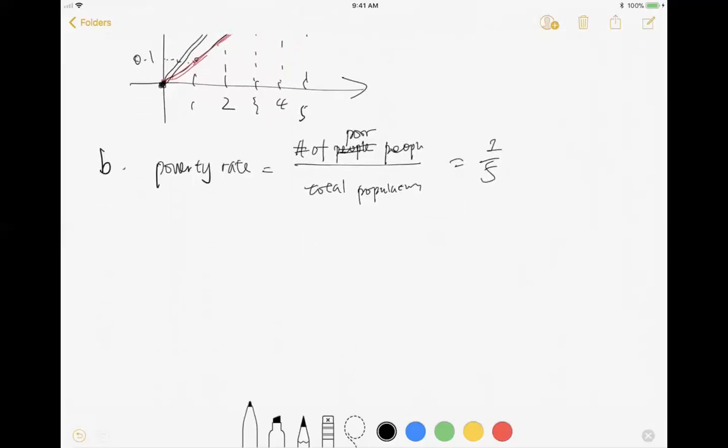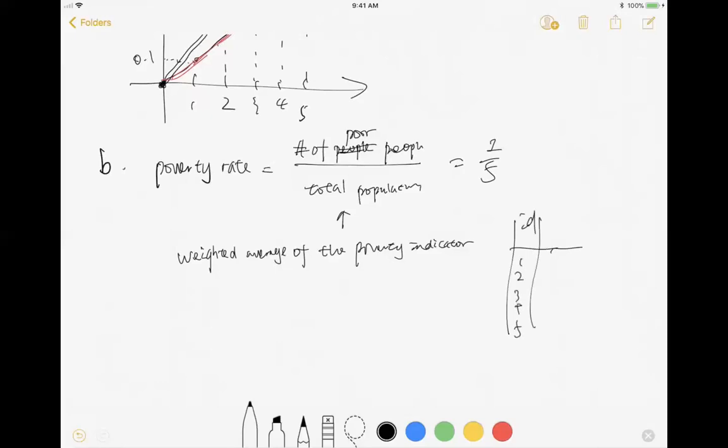And this is a formula, and we can also view it as a weighted average of the poverty indicator. So what does this mean? If we generate a new variable, so this is ID 1, 2, 3, 4, 5, and we generate a variable as a poverty indicator. It's a binary variable, and we will value it 1 if the person is in poverty, and value it 0 if not. So the first person will be in poverty, so it's 1, and this will be 1, and there will be 0, 0, 0.